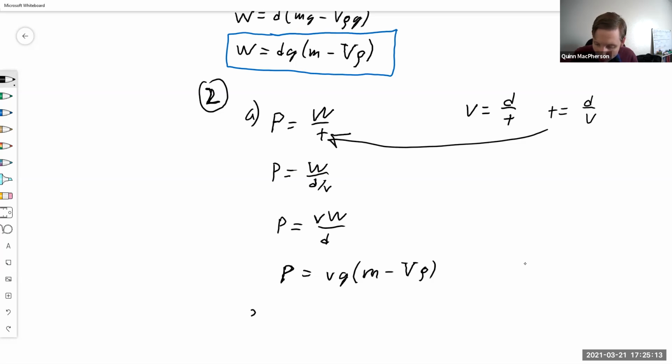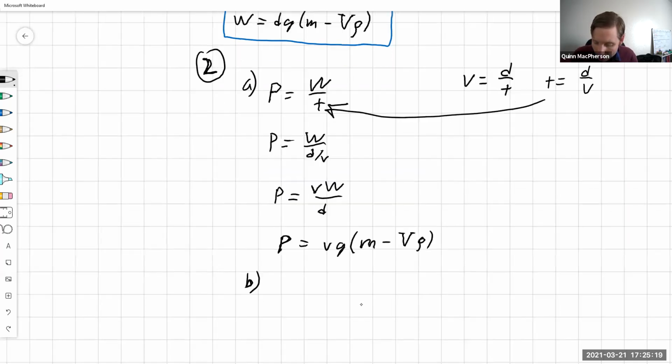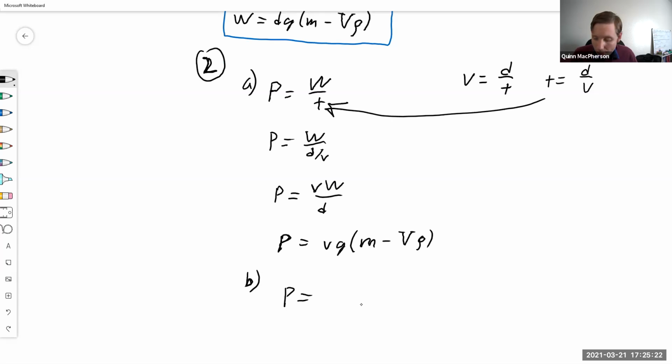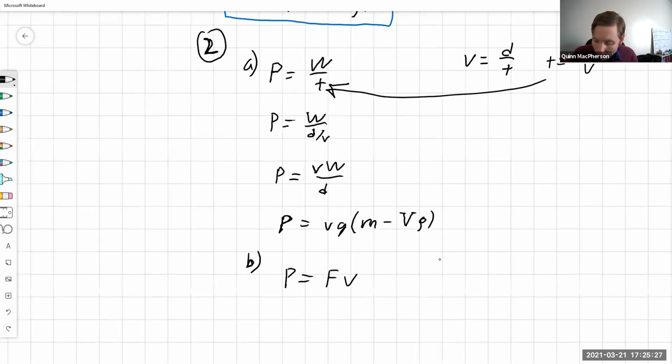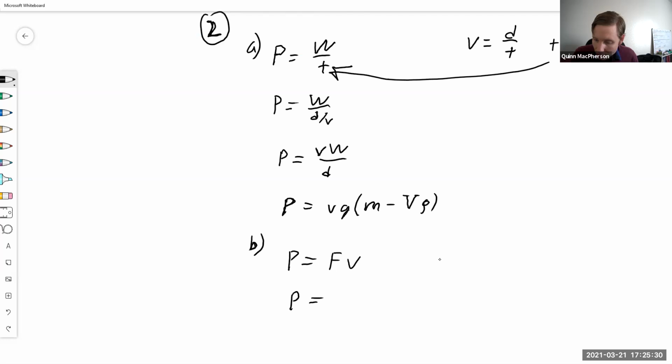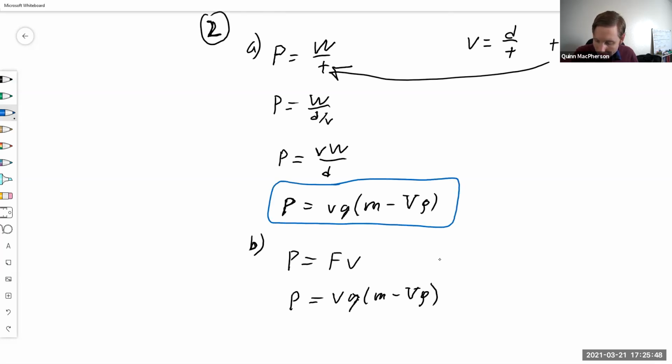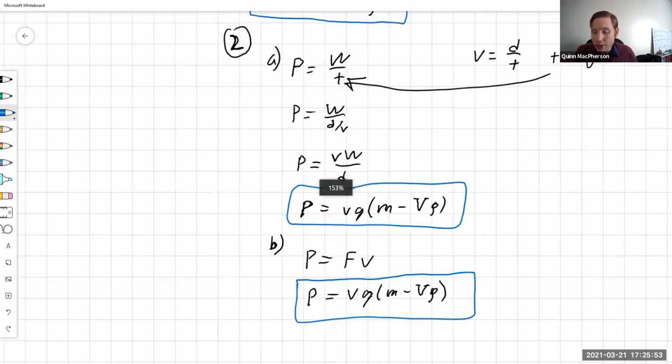I'm actually going to show you two solution methods, so this will be solution method B. Solution method B is that power is equal to force times velocity. In this case, we already worked out the force: it's g times (m minus V rho). That's the capital V. We can multiply that by velocity to get power. So that's two different ways of solving for power. That is the amount of work and the amount of power.